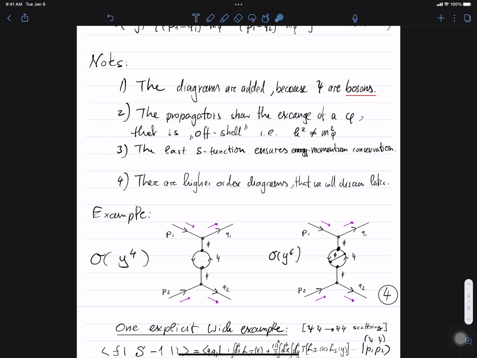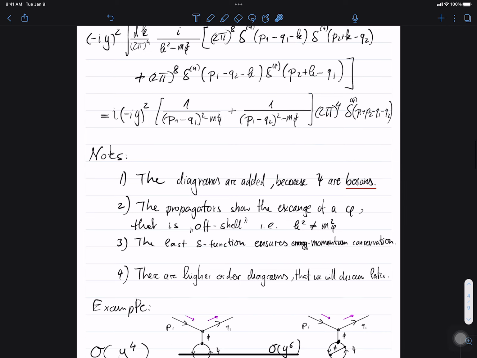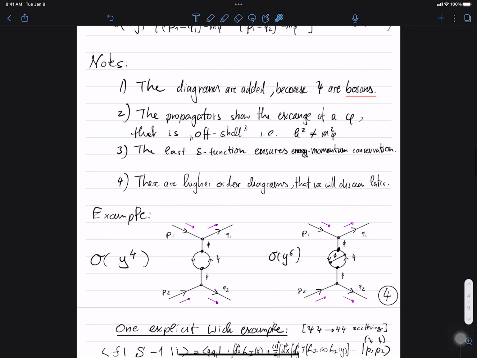The propagators show the exchange of a phi particle that is off shell. It means that k squared doesn't have to be equal to m squared for those particles. They are not real particles, they're virtual, they are not really satisfying the so-called dispersion relation that their total four-momentum squared is equal to the mass squared. The last delta function ensures total energy-momentum conservation and is always there.